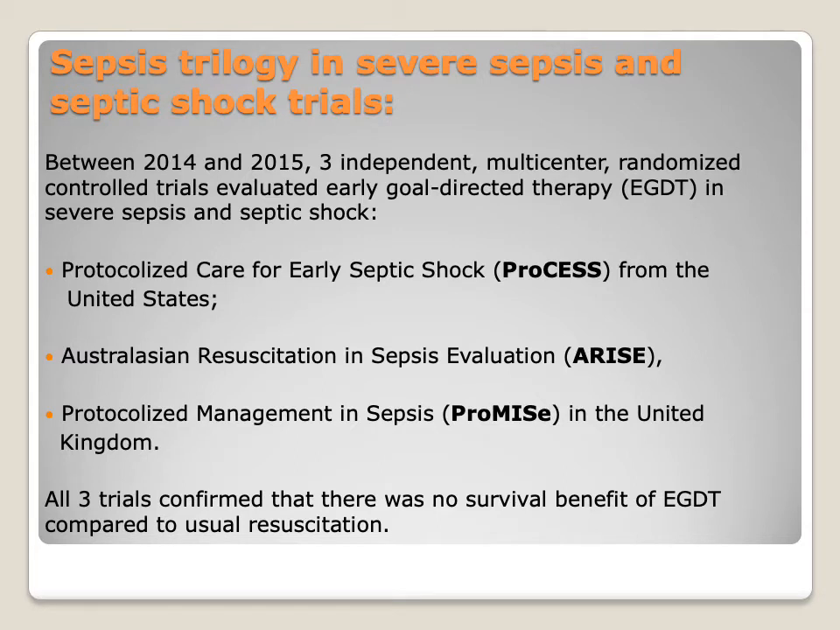Between 2014 and 2015, 3 independent multicentral randomized controlled trials evaluated the early goal-directed therapy in severe sepsis and septic shock. These were ProCESS from the States, ARISE from Australia, and ProMISe from the United Kingdom. All 3 trials confirmed that there was no survival benefit of the early goal-directed therapy compared to the usual resuscitation.